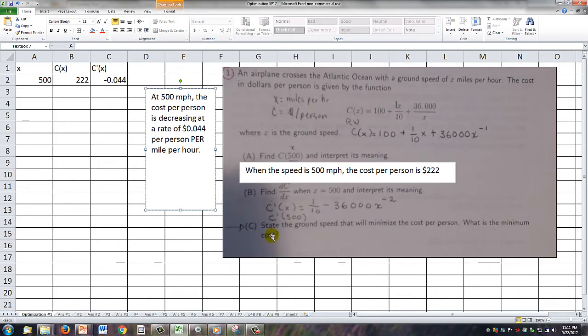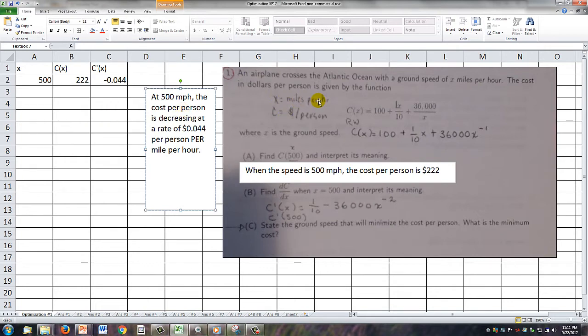Okay, now the next one is new. It says state the ground speed that will minimize the cost per person. And what is the minimum cost? So what I'm going to do is I want to look at a graph of the cost per person function. So I have to think of a good domain.